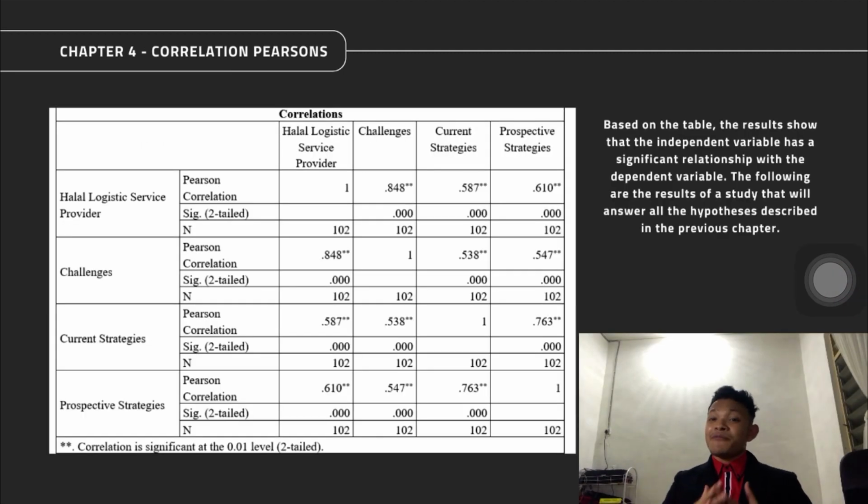Okay, for the next part on the data analysis, I will explain about Pearson correlation. As we know, this Pearson correlation is used by researchers to study and test the extent to which there is a relationship between two variables involved in the study, that is independent variable and dependent variable. This test is used to study its accordance with the variable involved in the objective of the study. As you can see on the table, the results show that the independent variable has a significant relationship with the dependent variable. The following are the results of a study that will answer all the hypotheses described in the previous chapter.